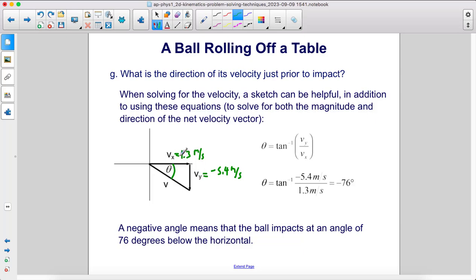Because we have the two sides of the right triangle, let's use inverse tan. So inverse tan of theta is opposite over adjacent. So that's negative 5.4 divided by 1.3, and we take the inverse tan of it. And we see that this angle is 76 degrees below the horizontal. That's what that negative sign means here.